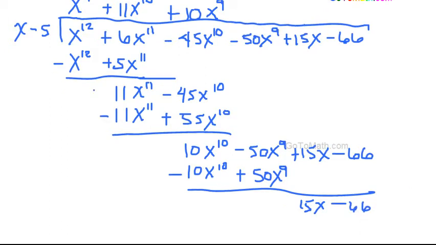Trying to squeeze everything in here. Now we have x goes into this, or then we'll have plus 15. And then we're done. Right, so then we'll have 15x, and then 15 times 5 is going to be 75. Is that right?